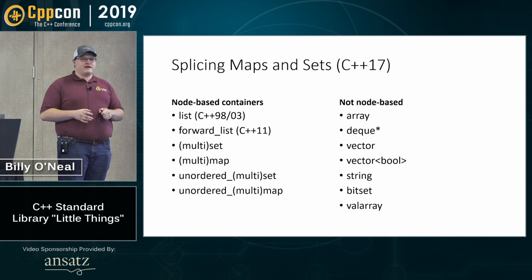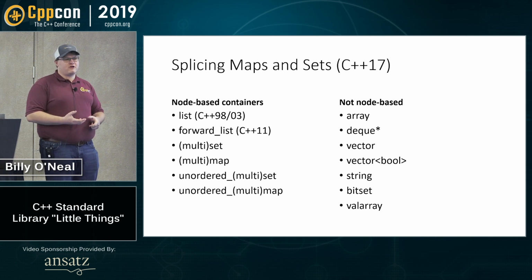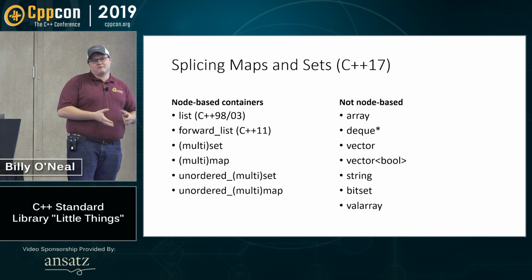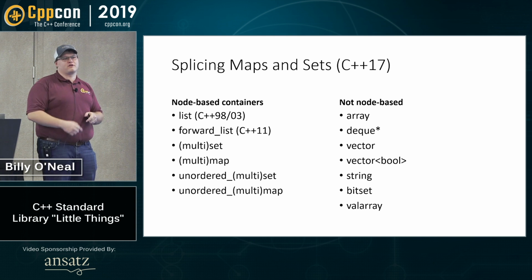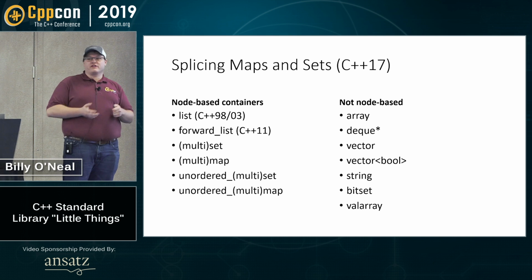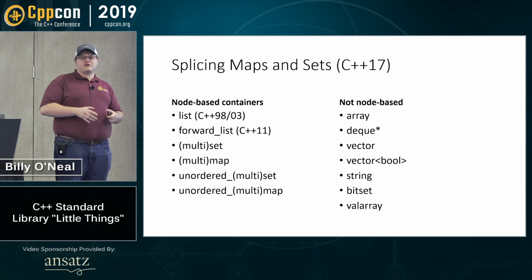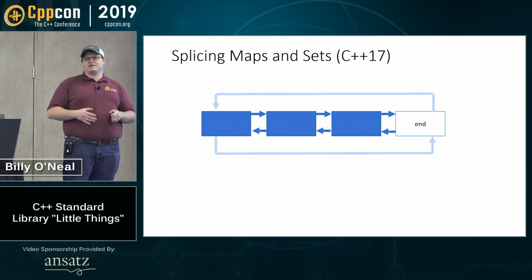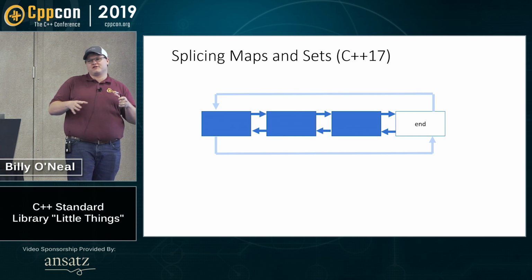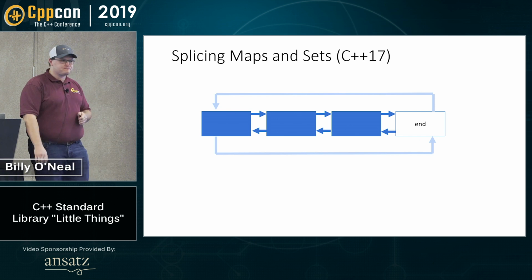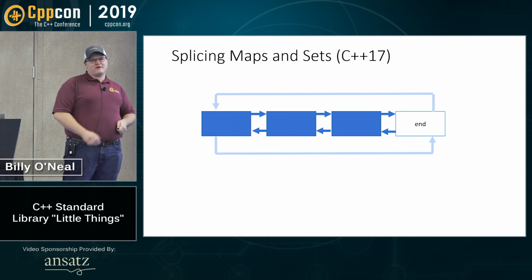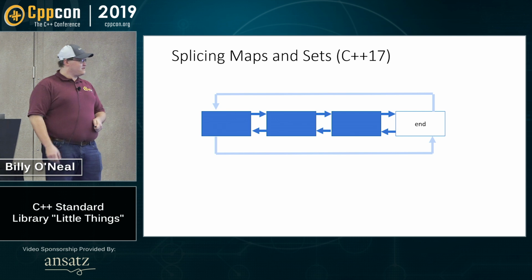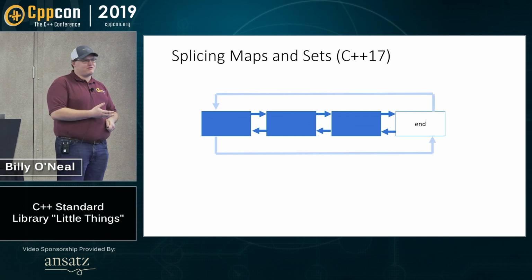So that means that you can change the order of elements in the container without actually moving the elements in the container. You just change the pointers around in the container to point in a different order. So for example, when you call list sort, it doesn't move any elements. It just changes pointers around so that the elements appear in a different order. And so I want to give you a mental model of what the node-based containers look like.